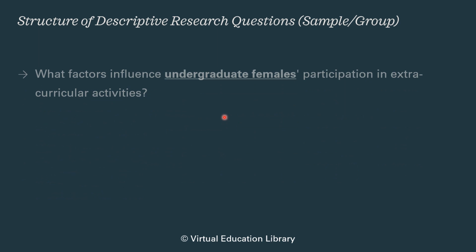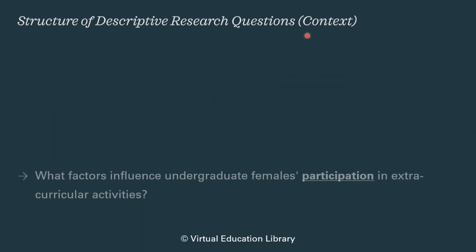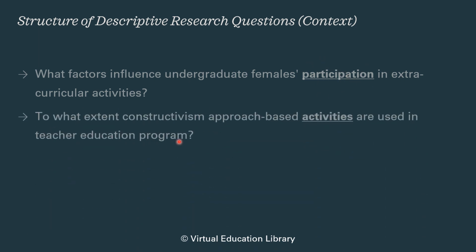Now the sample or group should also be mentioned in this example. Your sample is undergraduate females, and here our sample is teacher education program students. Structure and context should also be defined. What factors influence undergraduate females' participation is the context in extracurricular activities. To what extent constructivism approach-based activities are used is the context, in teacher education programs.